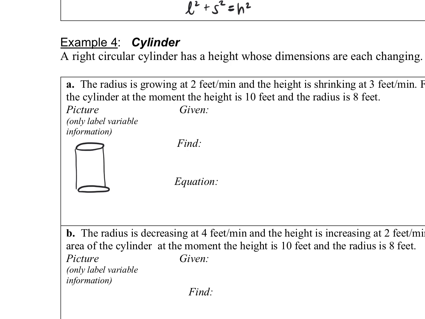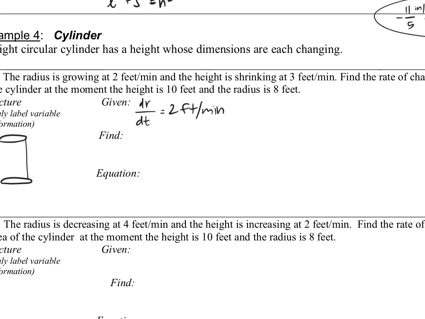Okay, so anyways, bringing it back together, we have a right cylinder here whose dimensions are changing. For this first example, it says the radius is growing at 2 feet per minute. So I would say dr/dt is equal to 2 feet per minute. The height of our cylinder is shrinking at 3 feet per minute, so that would be dh/dt is equal to negative 3 feet per minute.